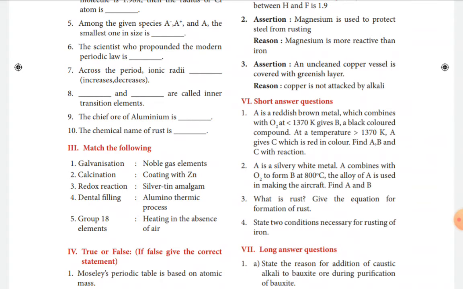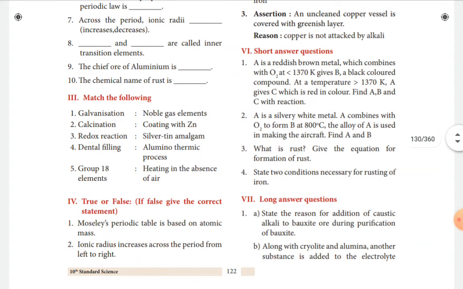So two conditions necessary for rusting: presence of moisture and presence of oxygen. Also you can write presence of carbon dioxide. For these four questions you have to prepare answers. Also there are so many questions inside the lesson, and each and every page contains many short answers. So you have to revise thoroughly, prepare well, and get ready for the next test.